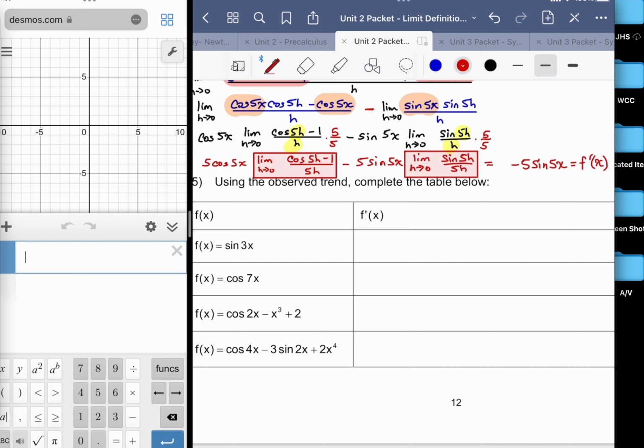All right, so here we're saying, oh, actually it was just cosine 5x, 5x corresponds to negative 5 sine 5x. So same deal, that 5x carries over. The argument of the cosine function becomes the argument of the corresponding sine function.